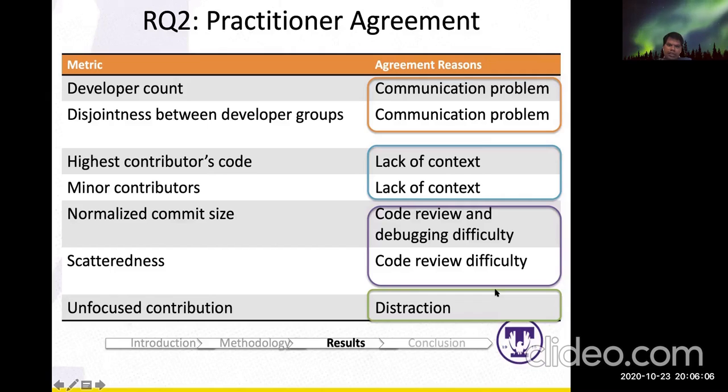For lack of context, developers think that having a lower amount of highest contributors code and a high amount of minor contributors code could be related with defective IC scripts. Normalized commit size and scatteredness is related with defective IC scripts according to practitioner perception, because it could introduce difficulty in code review and debugging. And finally, unfocused contribution is related with defective IC scripts because of distraction. So if one developer is working on multiple files, then due to distraction, the practitioner could introduce a defect or multiple defects in a script.